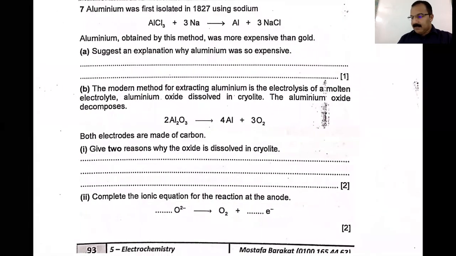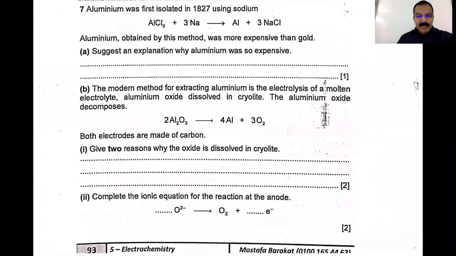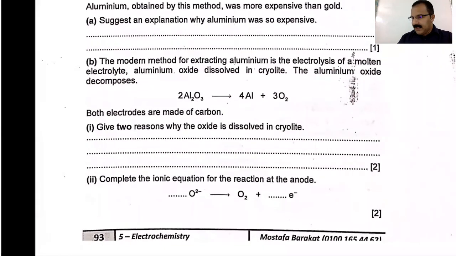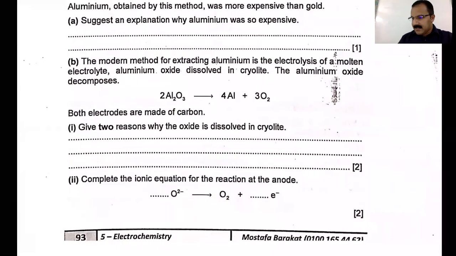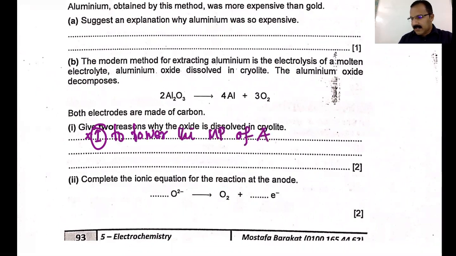All right, the modern method of extracting aluminum is the electrolysis of a molten electrolyte, aluminum oxide dissolved in cryolite. I'm not reading the question in full. Give 2 reasons why the oxide is dissolved in cryolite. Okay, this question is a repeated regular question. One is to lower the melting point of aluminum oxide.